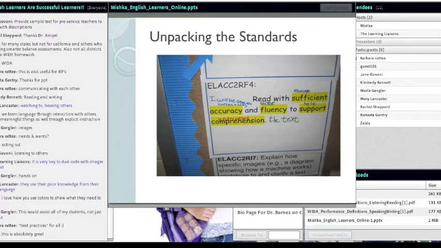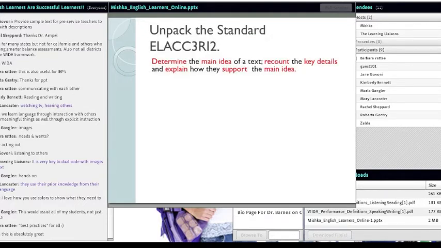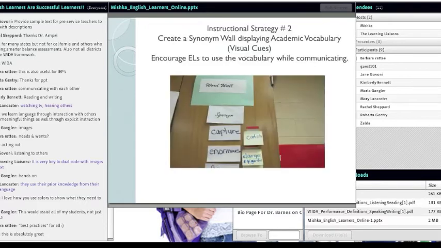Okay, so let's go on. So the first strategy to help English learners become successful readers is old-fashioned, unpacking those standards, and this works. So we have another standard here. Determine the main idea of a text. Recall the key details and explain how they support the main idea.